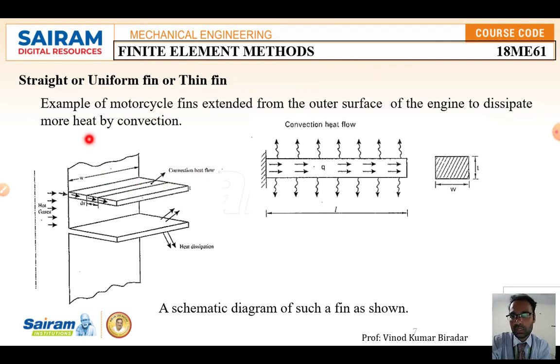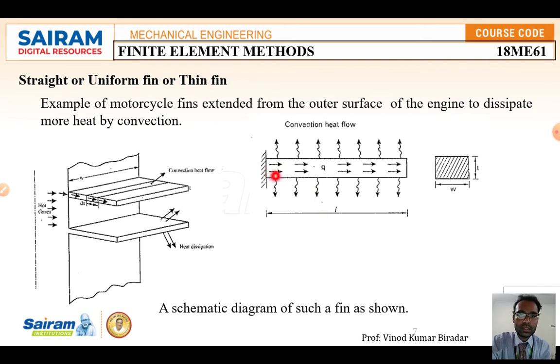Look at this, it is a uniform or straight fin. If you take a small amount of this area, that is called dx. If you extend the surface area, we can transfer the heat from one place to another place very smoothly and very fast. This figure shows the heat dissipation and the heat flow. Look at this, the same strip is taken. One end is fixed, and this is the other end, a rectangular block with a length.